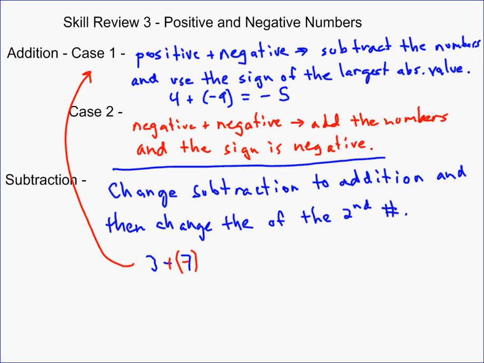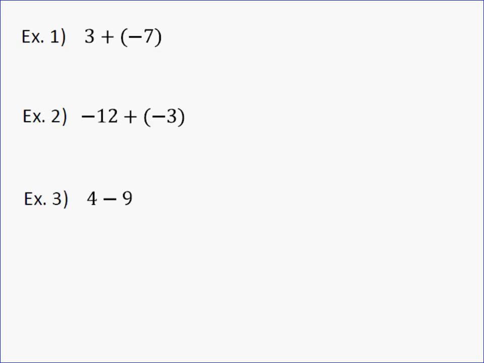So let's look at some examples. And as we do these examples, you should pause the video and try them by yourself. 3 plus a negative 7 is the one we just talked about. Well, the signs are different. One's positive, one's negative. So you subtract. 7 minus 3 is 4. But the 7 is the bigger number, and the negative is attached to that, so the answer is -4.